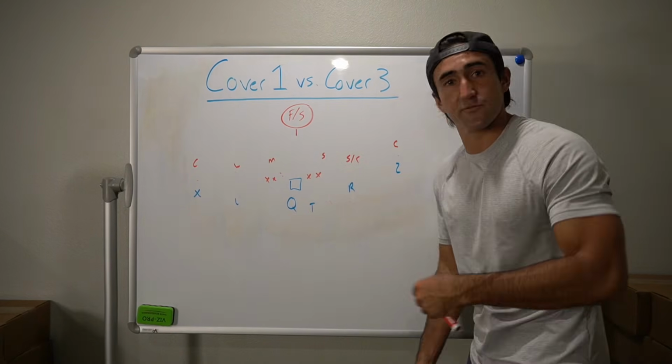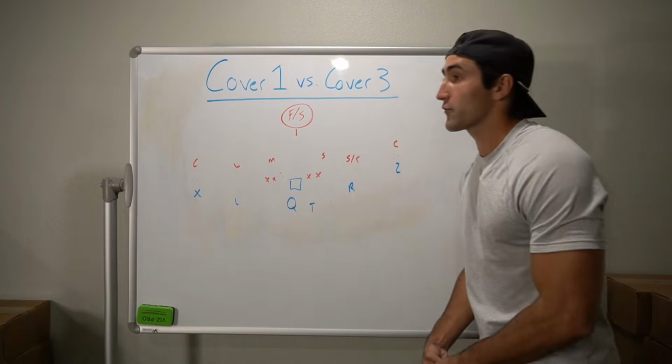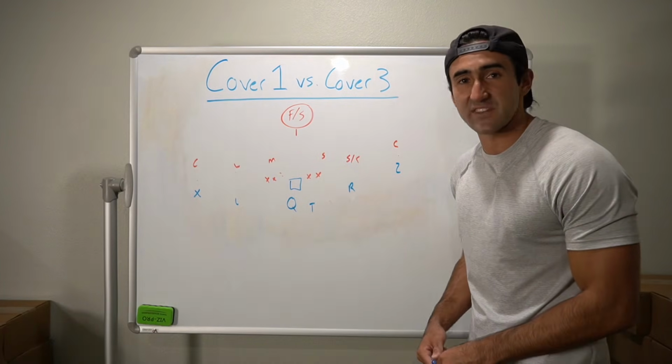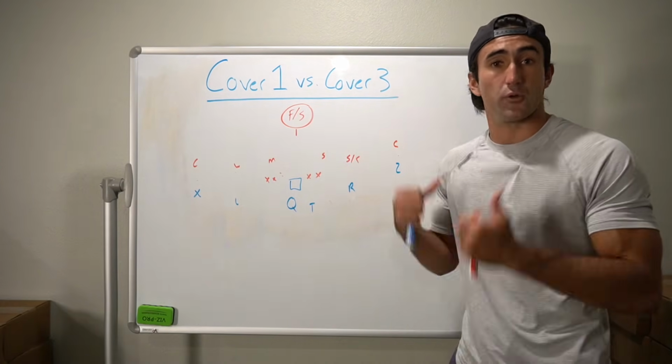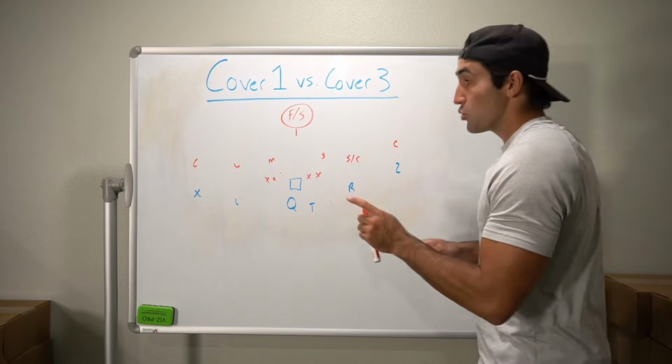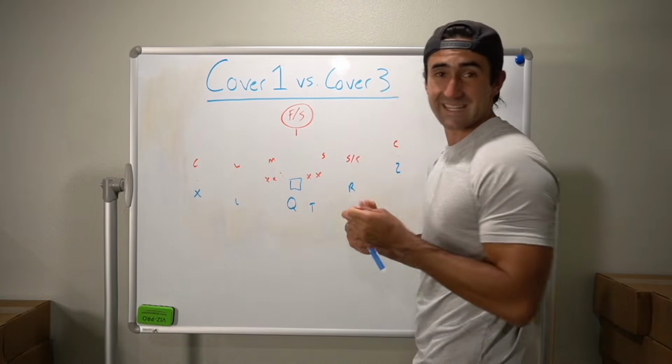So you can't think the difference between cover 3 and cover 1 is, oh, in cover 1 the corners are press, in cover 3 they're off. Not the case, guys, because they could show press and then bail. They could be off, then come down and play man. You want to pay attention to these two guys, but we'll get to that in a second.